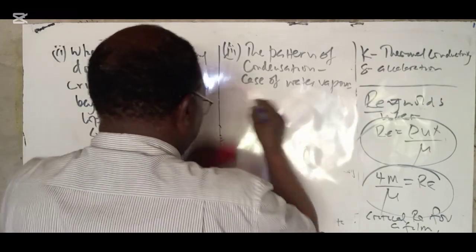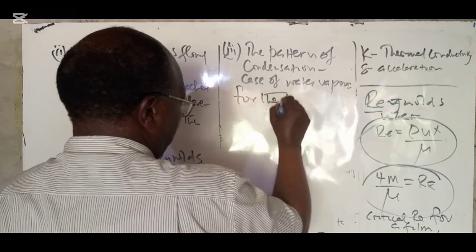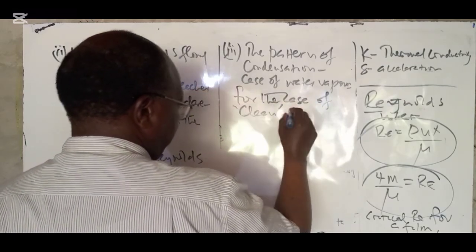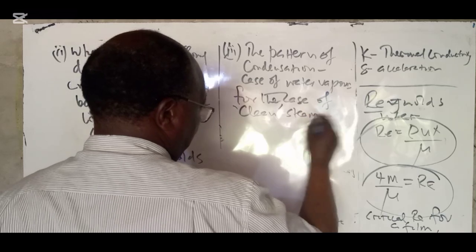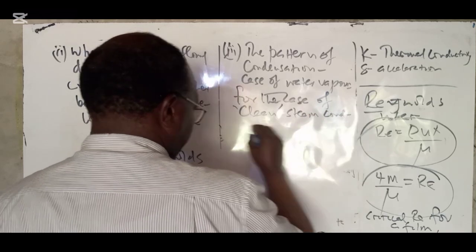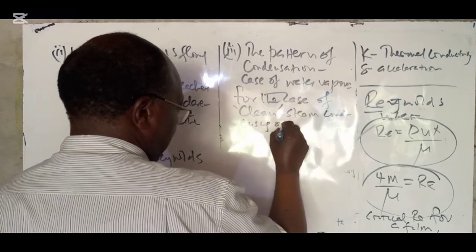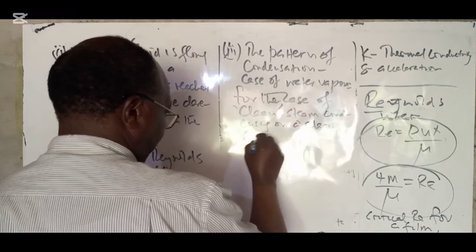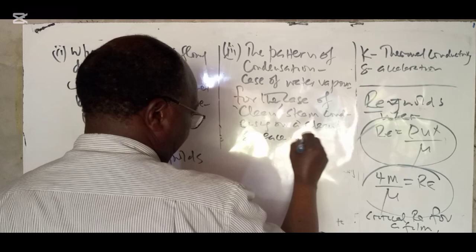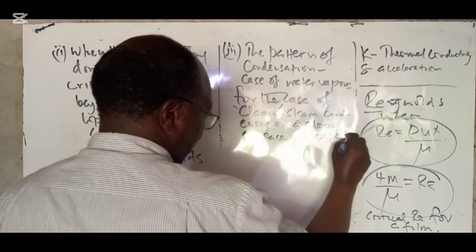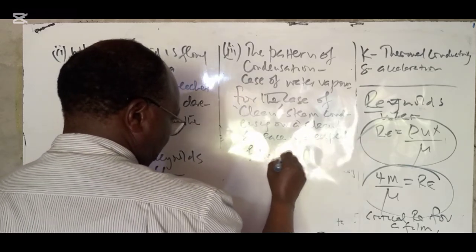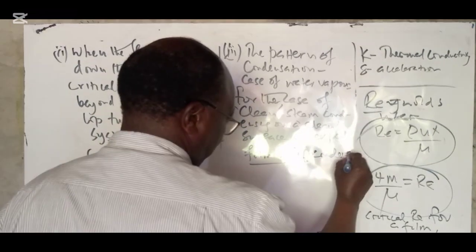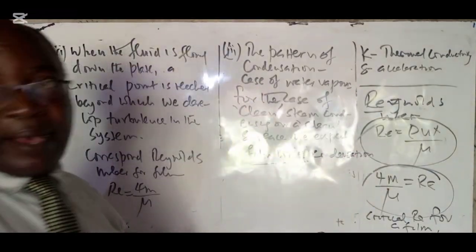For the case of clean steam condensing on a clean surface, we expect film-wise condensation. In other words, you'll form a film.